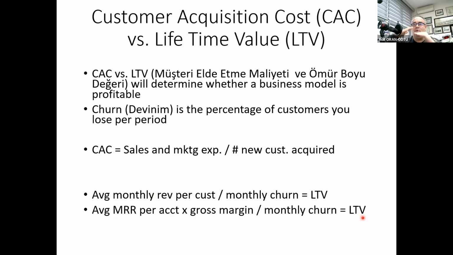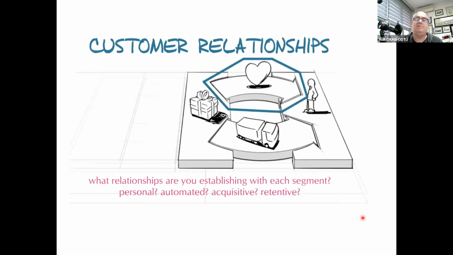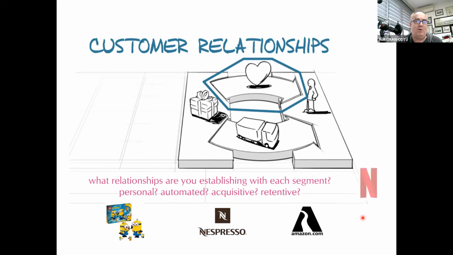And again, you want the LTV to be much higher than the CAC in order for this to be a good business idea, a good business model. So if we go back to the examples we've been talking about, remember we had Lego, Nespresso, Amazon, Netflix, Gillette. So why are these interesting? Why are these innovative? Let's take a look at them a little more closely.